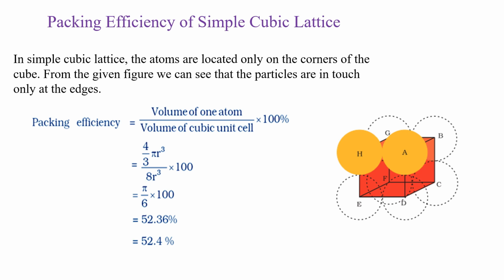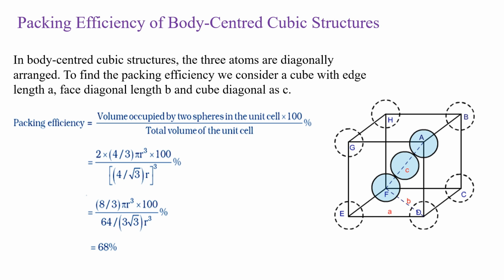Now let's see what is next. The next is the packing efficiency for the body centered cubic structure. In a body centered cubic structure, three atoms are diagonally arranged. We know that. You can see the three atoms are diagonally arranged.